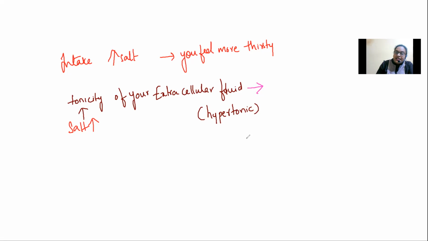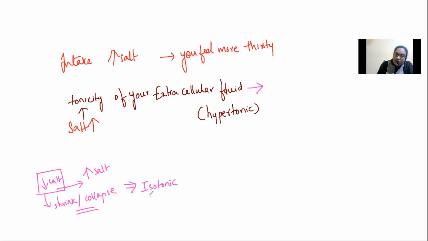We all know that if your cells are placed in a hypertonic solution, the water moves out and your cells are going to shrink and collapse. This is not good for a normal health condition. So we have only one option: to return it back to isotonic conditions where the tonicity is 300 milliosmoles. We need to maintain this normal osmolarity. This is our target.